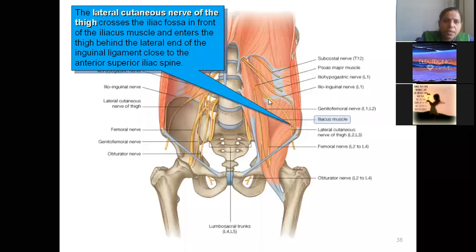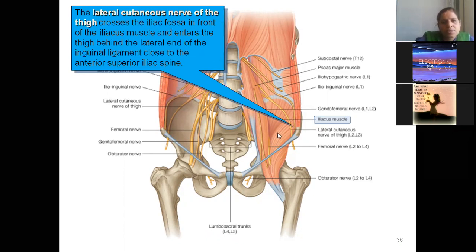Then see the lateral cutaneous nerve of the thigh. As the name suggests, this is giving cutaneous supply to the thigh from the lateral aspect. So its course is, it has come on the lateral aspect of the psoas major, running over the iliacus, going deep to the inguinal ligament to supply the lateral aspect of the thigh. From the name only you should trace the course, beta. It becomes easy for you.